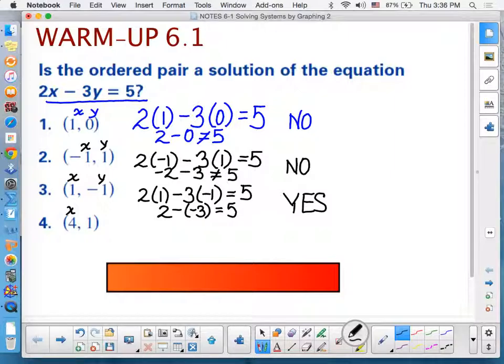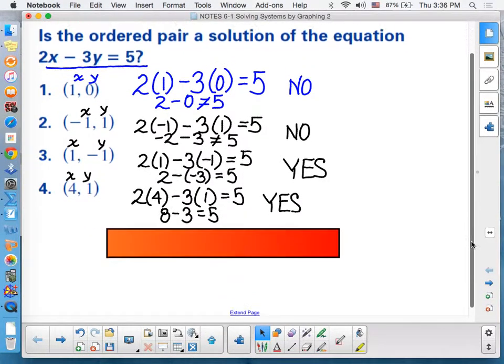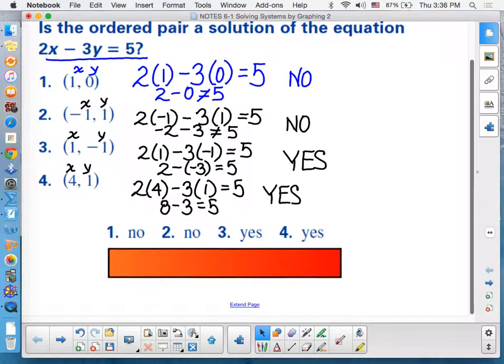Yes, 5 is equal to 5, so this ordered pair would be a solution to the equation. Checking the final one, again, pause the video if you can test this out yourself, and then come back to it to see. We're checking if twice 4 minus 3 times an input of 1 is 5. So we're seeing if 8 minus 3 is 5. It does make the equation true, therefore it is a solution. So you'd answer yes. The reason we're doing this is this leads into some of the math that we're going to be doing in this chapter for chapter 6. It brings back some background skill.